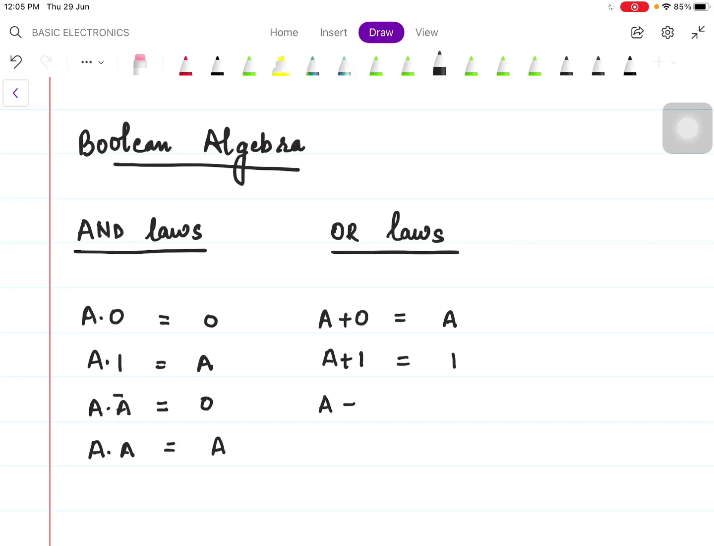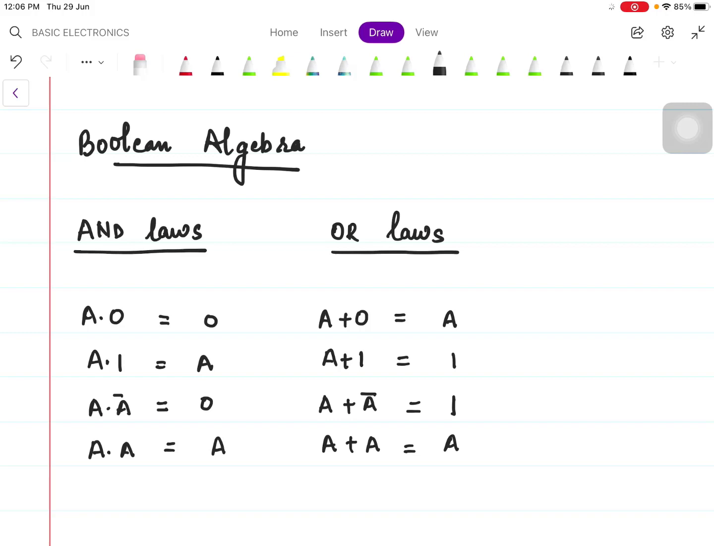A plus a bar is equal to 1. Why? Because if a is 1, then a bar will be 0, so 1 plus 0 will give you 1. Or if a is 0, then a bar will be 1, so 0 plus 1 will again give you 1. Then a plus a. It will not be 2a. In fact, it will be a.